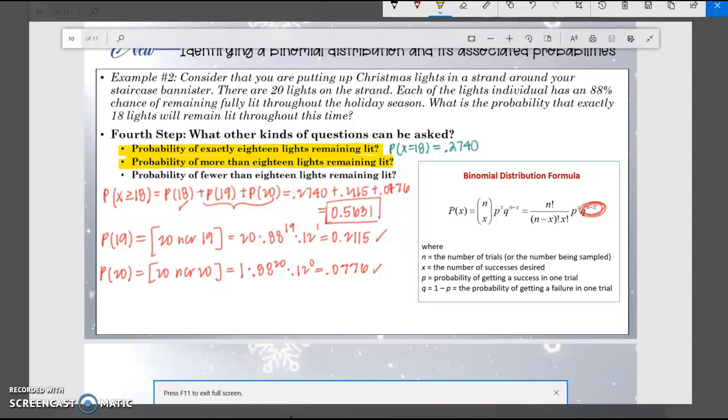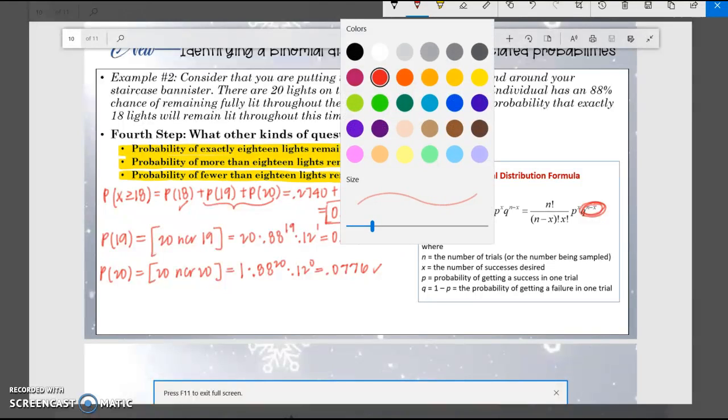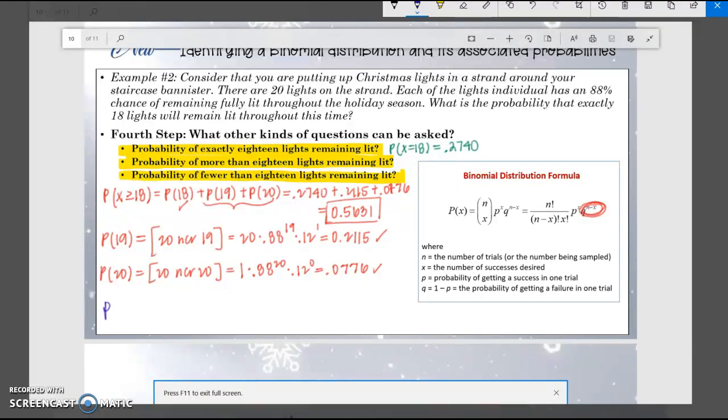So that means the last question we can answer pretty easily is the probability of fewer than 18 lights staying on. So this then just becomes a complement probability because I've already identified the probability of 18 or more. And so since my probabilities up to 20 have to add to 1, I can just subtract this guy right here. So 1 minus 0.5631, if we evaluate that in our calculators, is going to be 0.4369, or about a 44% chance that fewer than 18 are going to stay lit.